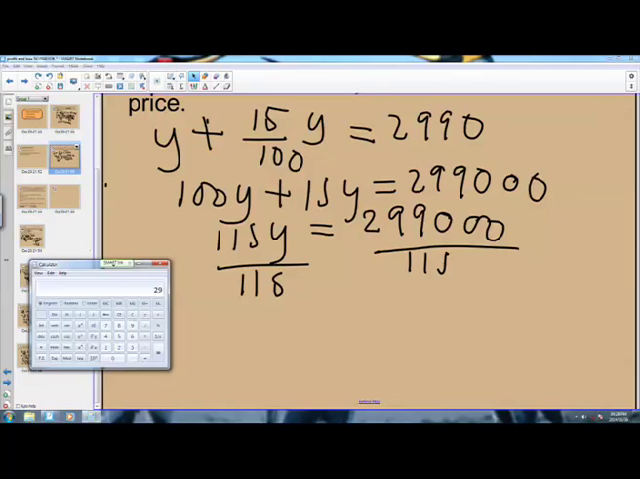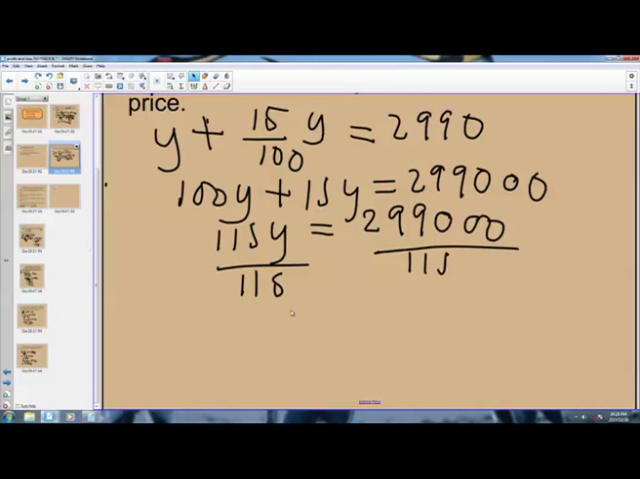299000 divided by 115. Let me check. What do we get? 2600. This gives us our y. Our y is 2660.